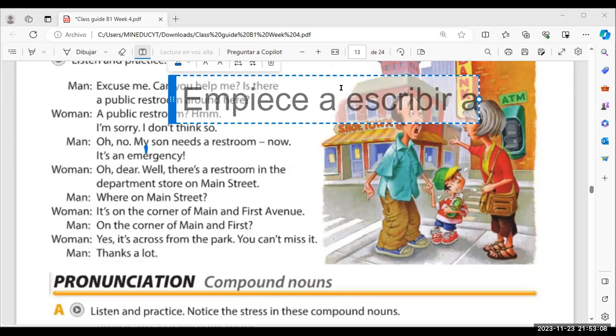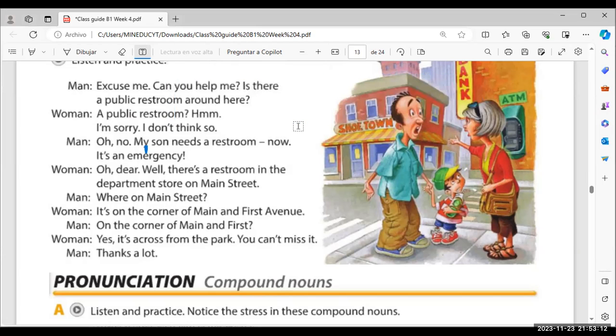¿Qué dice? Empiece a... perdón, me distraje. Yes, it's across from the park. You can use it. Thanks. Hello. Muy bien, excelente.